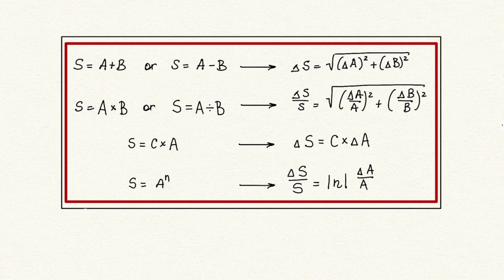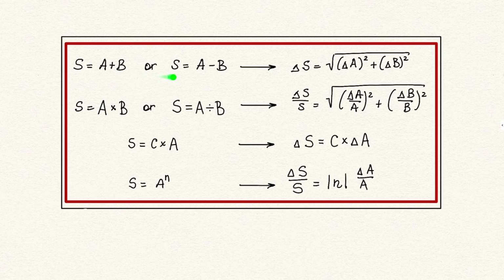Usually you have two measurements, let's say measurement A and B, and each one of them has an uncertainty, delta A and delta B. And what we need to find is value S, which is somehow related to A and B, and propagate its uncertainty. Now the uncertainty propagation will depend on how the value S depends on A and B.